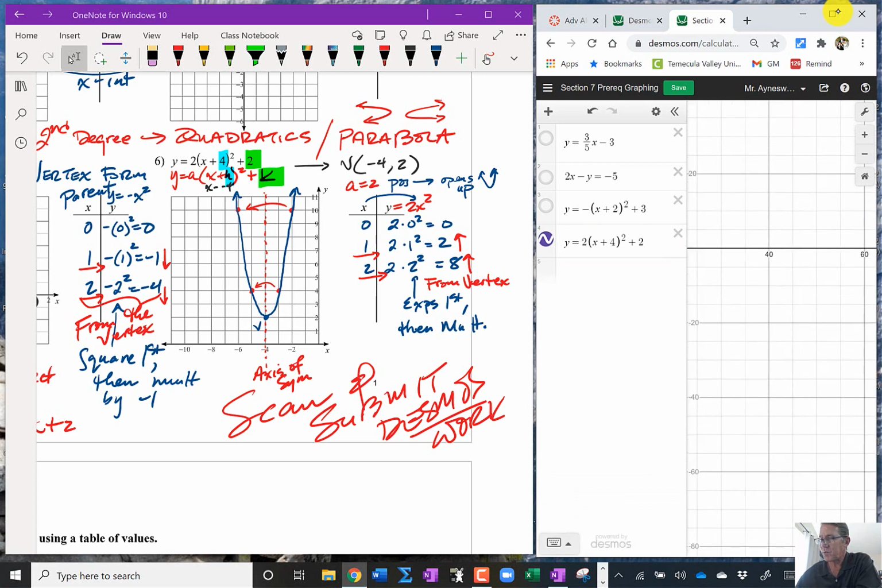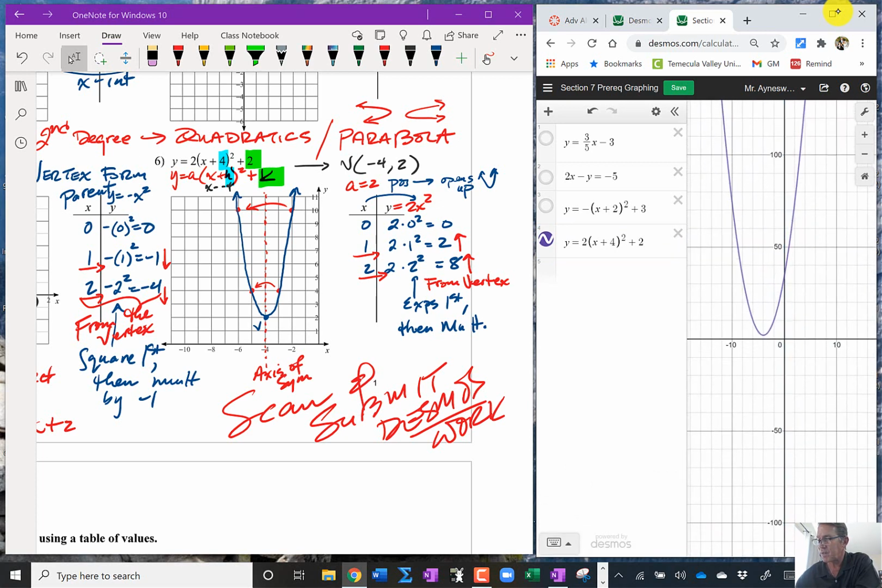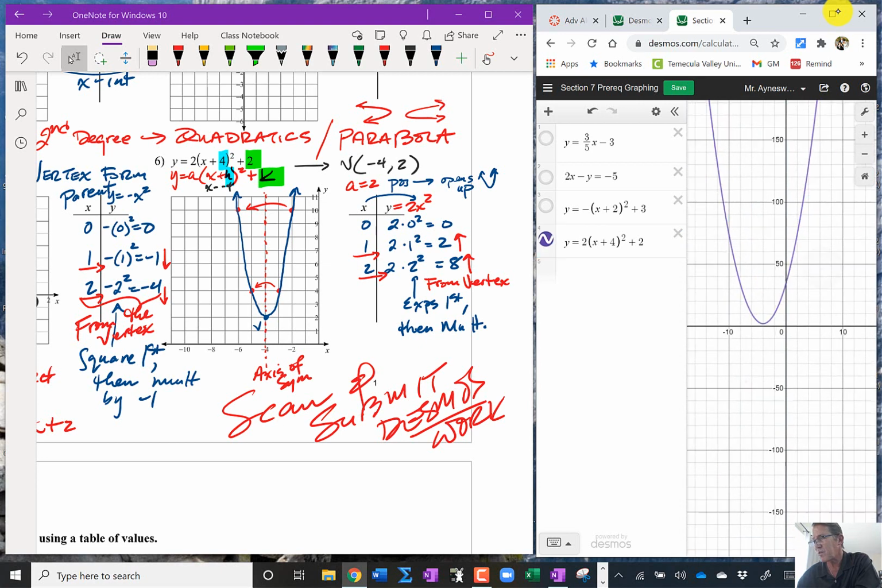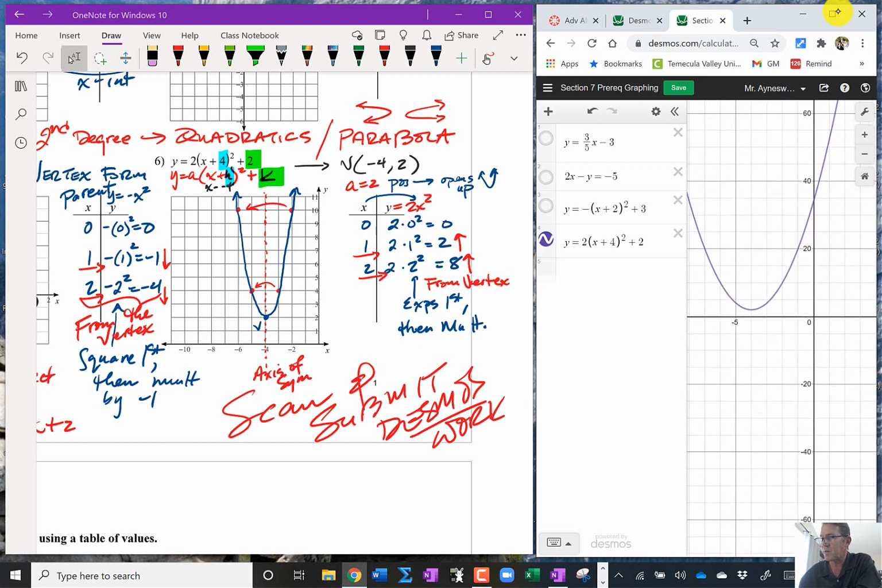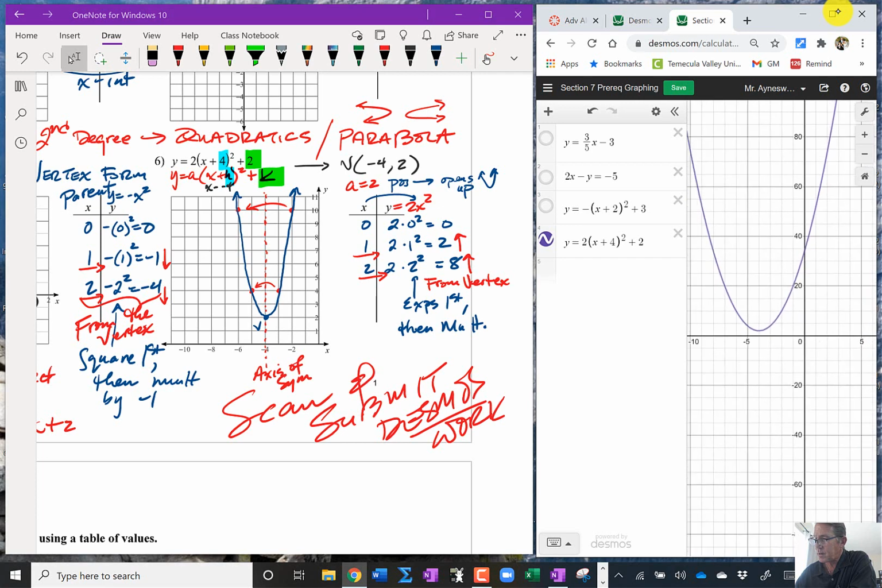You have to adjust your scale by zooming out. Notice what I'm doing here. I'm adjusting the scale. Mine's a touch screen, so it's a little bit easier for me. You have to use the plus or minus buttons up here to adjust your scale. And let's see here. There we go. So let's check the vertex. Negative 4, 2. That jives with what I said earlier. Negative 4, 2.